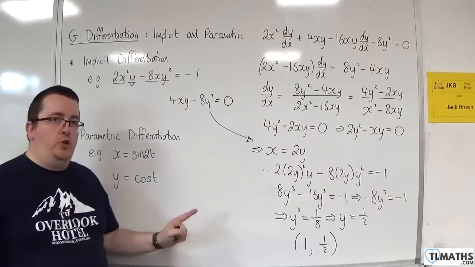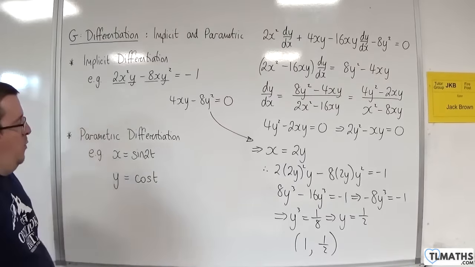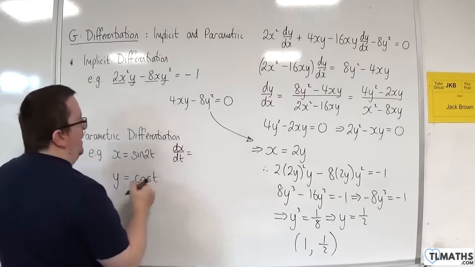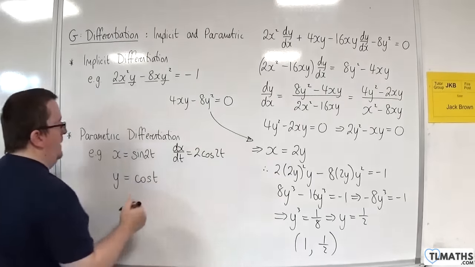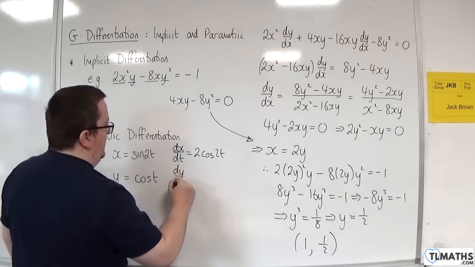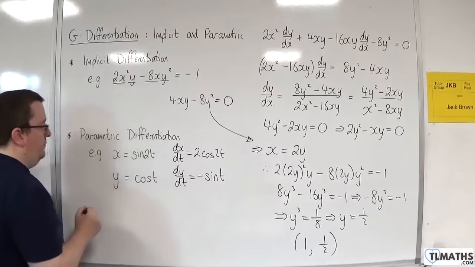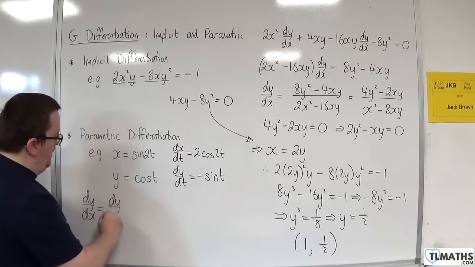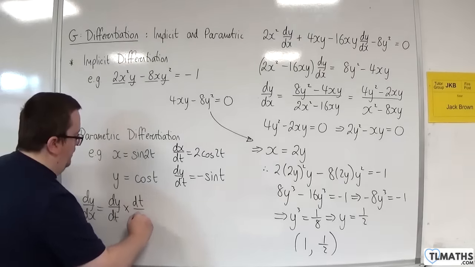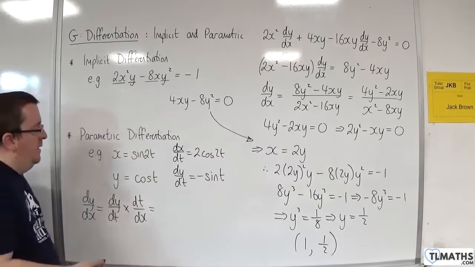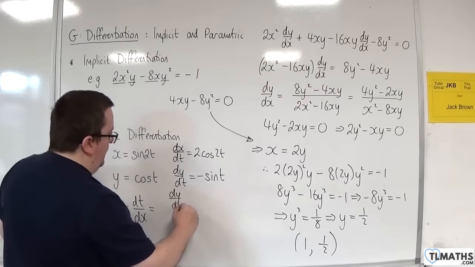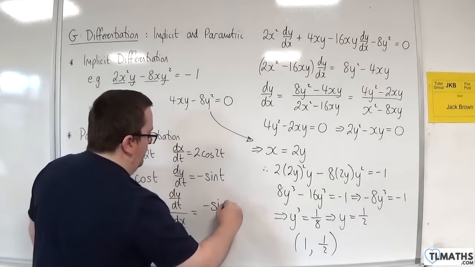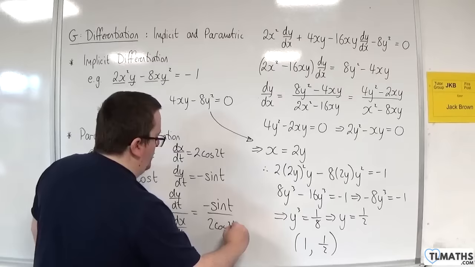Now, parametric differentiation. If we've got x is sine of 2t and y equals cosine of t, for example, then dx by dt would be 2 cosine of 2t. And if y is equal to cosine of t, then dy by dt is equal to minus sine of t. Now, dy by dx for parametric differentiation just uses the chain rule. That is dy by dt times dt by dx. Now, an alternative way of writing that, which some people quite like, is dy by dt over dx by dt. So that would be minus sine of t over 2 cosine of 2t.